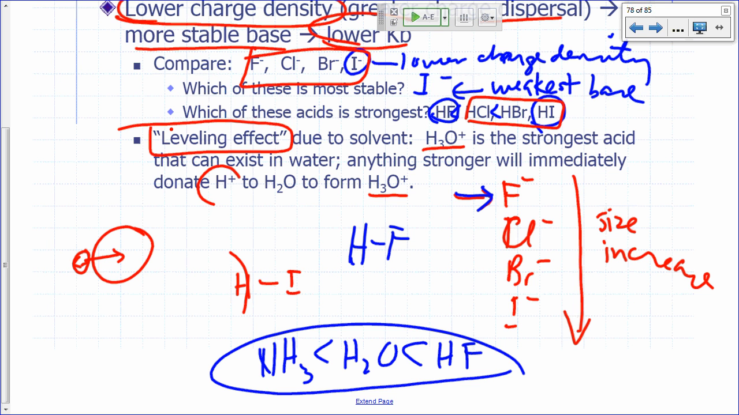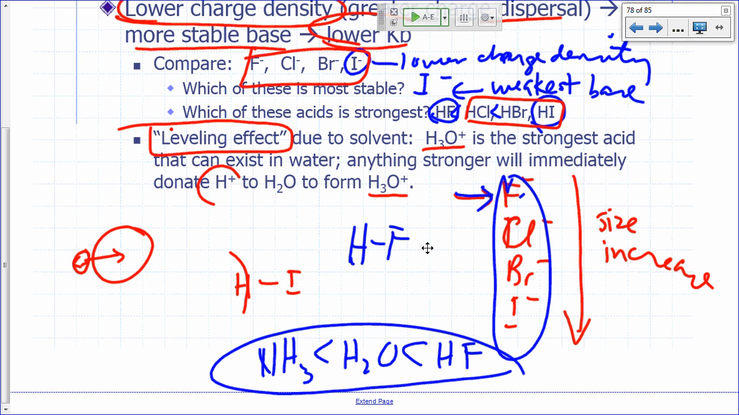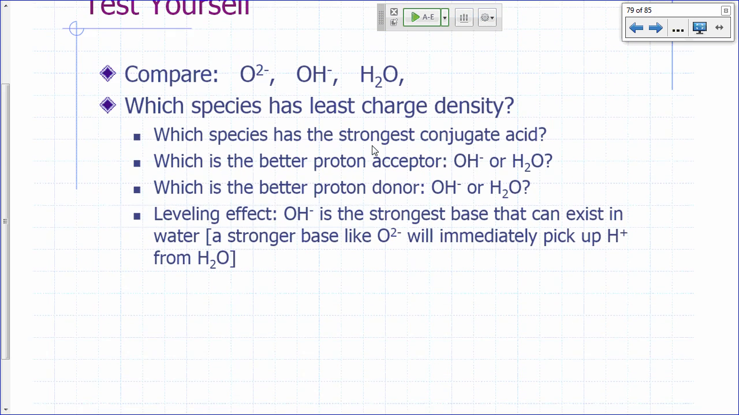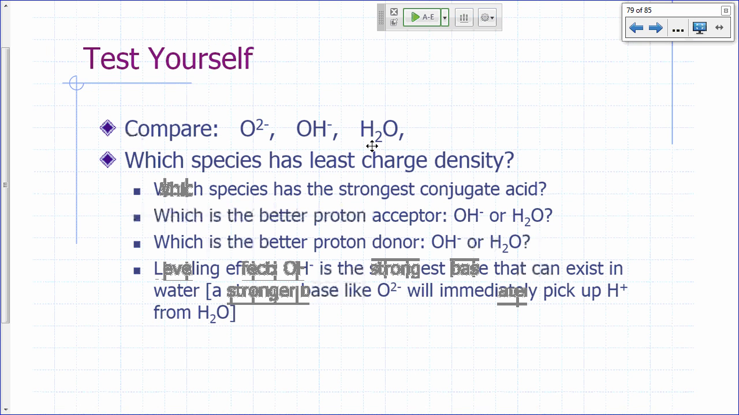But then, going back down here, it doesn't use electronegativity. HF is still the most polar bond, but it doesn't say that HF is a stronger acid than HCl or HBr or HI, because it's not. So it doesn't use that explanation for that. I'd rather not use that explanation, but you just need to be aware of it, because it seems to be prevalent.